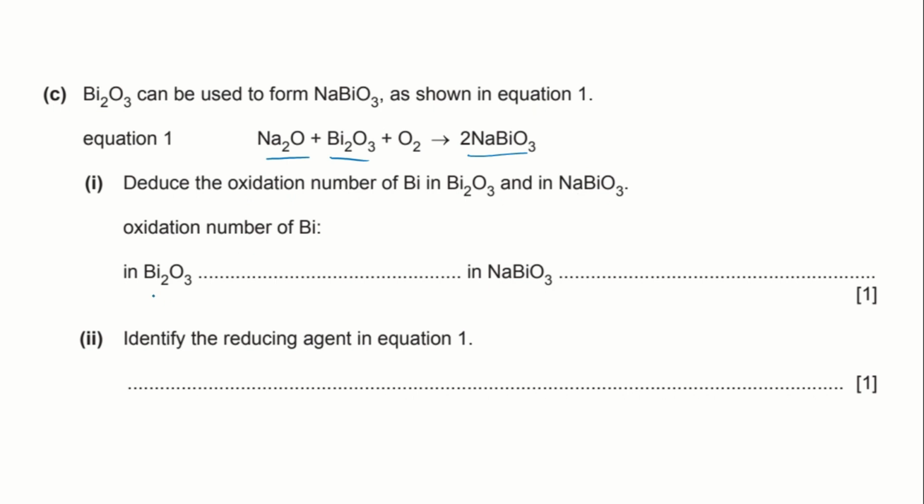In bismuth oxide, 2 bismuth, so I'm going to put 2x unknown plus 3 oxygen. Now oxide always has a negative 2 oxidation number. Overall, it has a 0 charge. No positive or negative, so overall it's a 0 charge compound. So we can find X from here. X is positive 3.